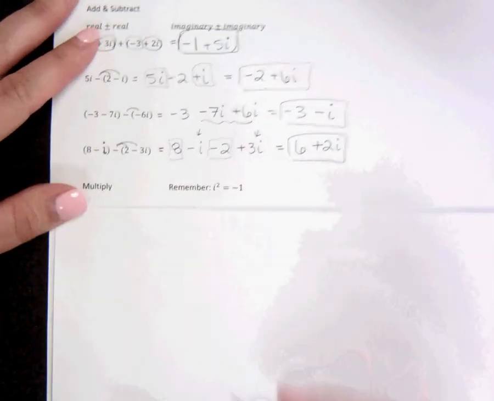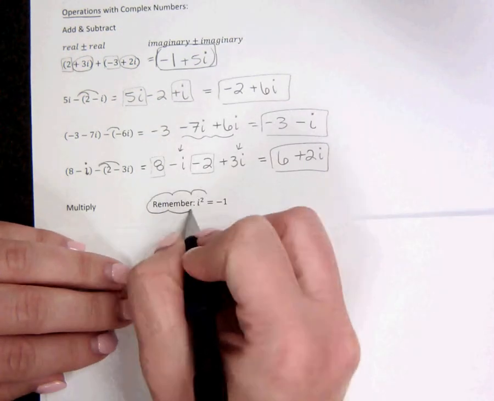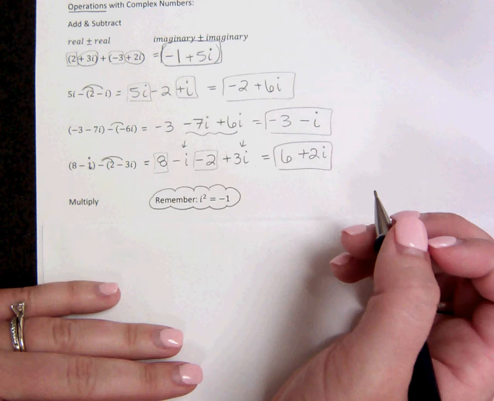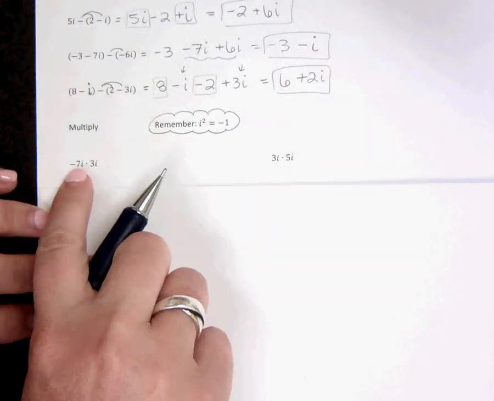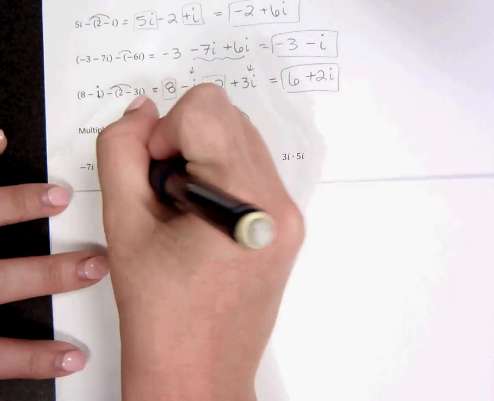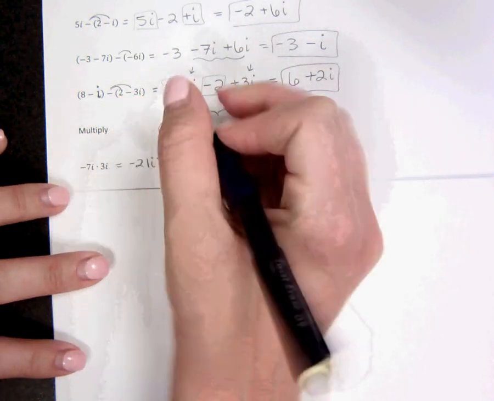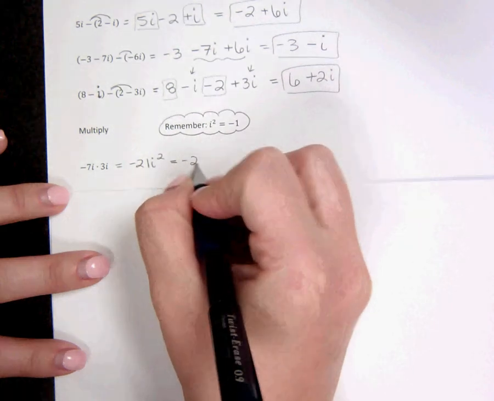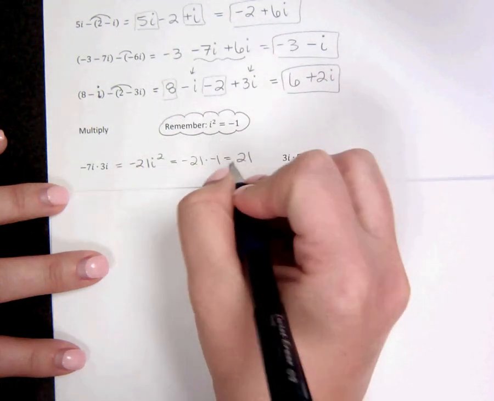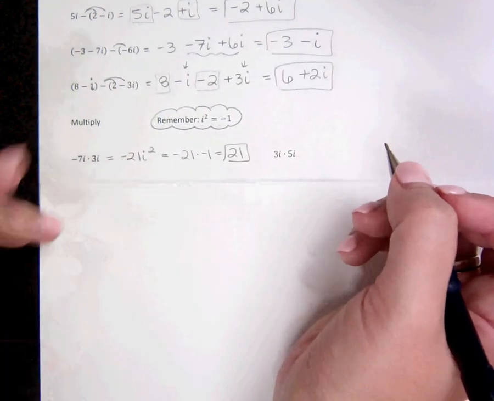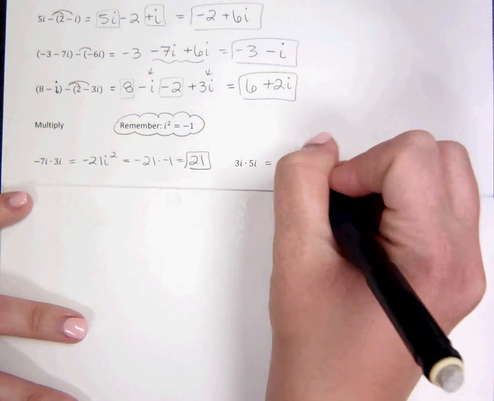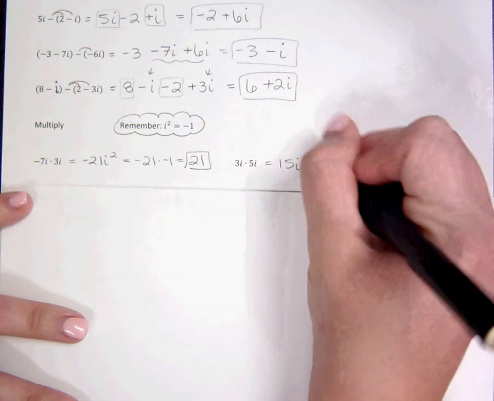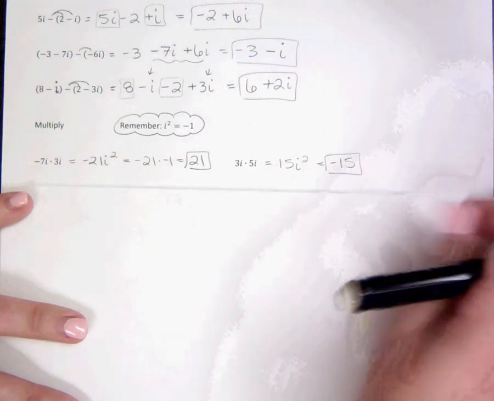Let's look at multiplying. Keep in mind that i squared equals negative 1. So as we're multiplying, we multiply these just like variables, and then anytime we see i squared, we convert it into negative 1. So if I have negative 7i times 3i, it'll be negative 21i squared. When I see i squared, I'm going to make it negative 1 for a final answer of positive 21. So it always changes the sign of the term. 3i times 5i would be 15i squared, which would give us negative 15. So i squared just changes the sign.